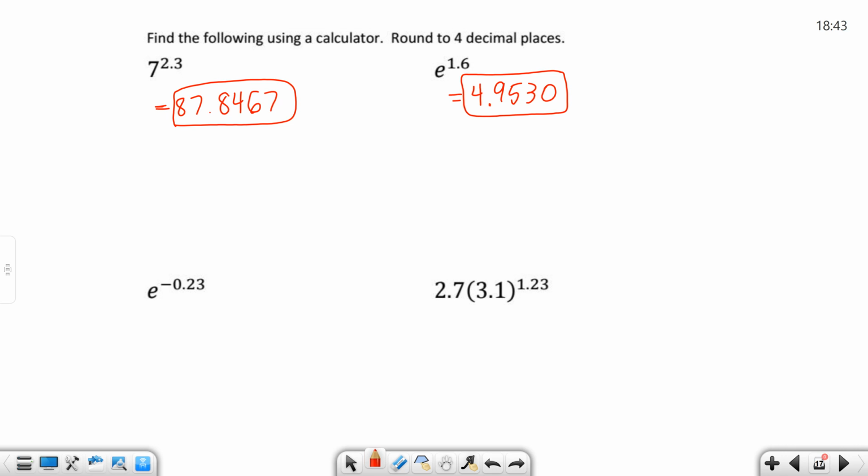So let's see. Put my power in, 0.23, and somewhere I should have on this calculator a plus minus, and I'm looking for it and can't find it. There it is. All right, and then e to the power. So to 4 decimal places here is going to be 0.7945.